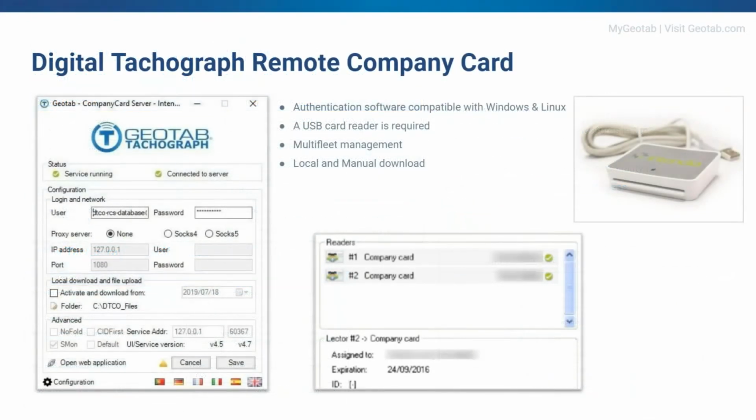A little bit about the actual remote company card or how that can be accessed and how it can integrate with the system. The Geotab Tachograph solution does need an authentication software to be installed on any PC, but it is compatible with Windows and Linux. In simple terms, you need a USB card reader, and it works as easy as plugging into the USB of your PC. The authentication software itself, which you can see on the screen, does offer multi-fleet management, but it can also do local and manual download, depending on your preference.